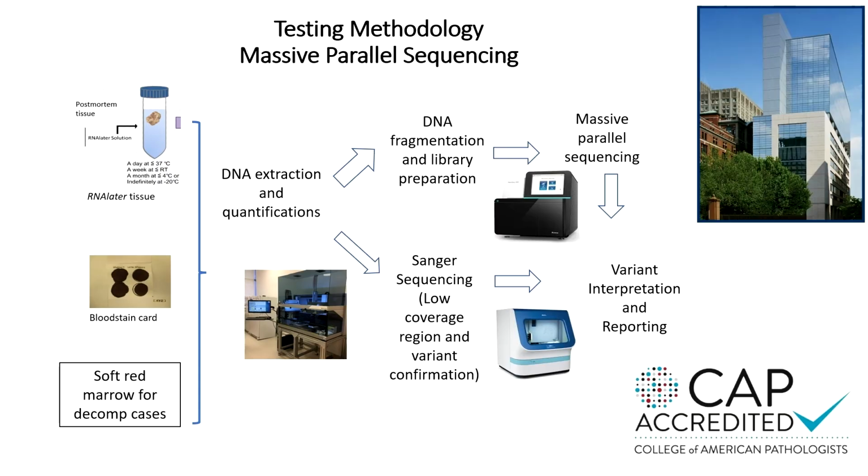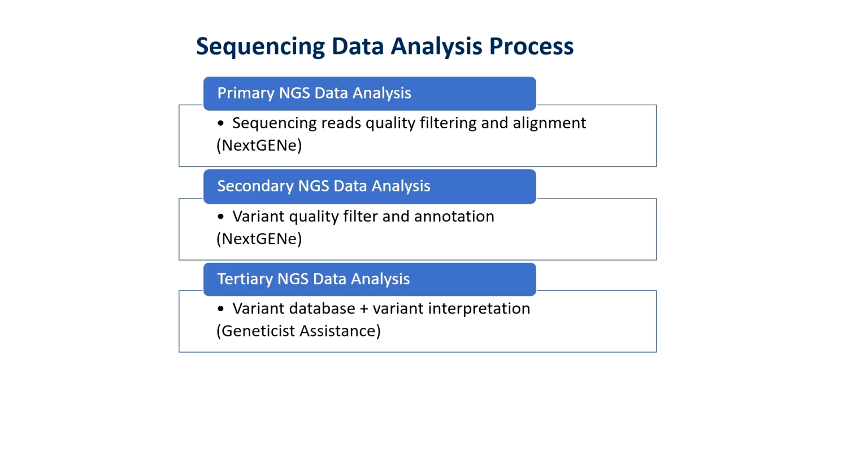Sequencing data analysis goes through several highly automated steps. We use commercially available software from SoftGenetics because they meet the CAP requirements. In primary analysis, sequencing read quality filtering and alignment is performed. In secondary data analysis, variant quality filtering and annotation is performed. In tertiary data analysis, variant interpretation is actually done manually by me and reviewed by a PhD level geneticist and our genetic counselor. However, the software manages and maintains the interpretation.